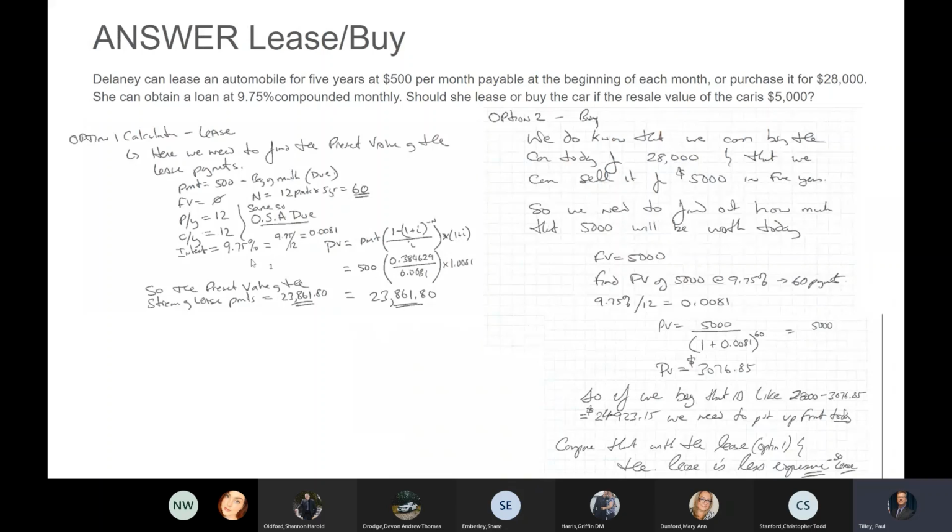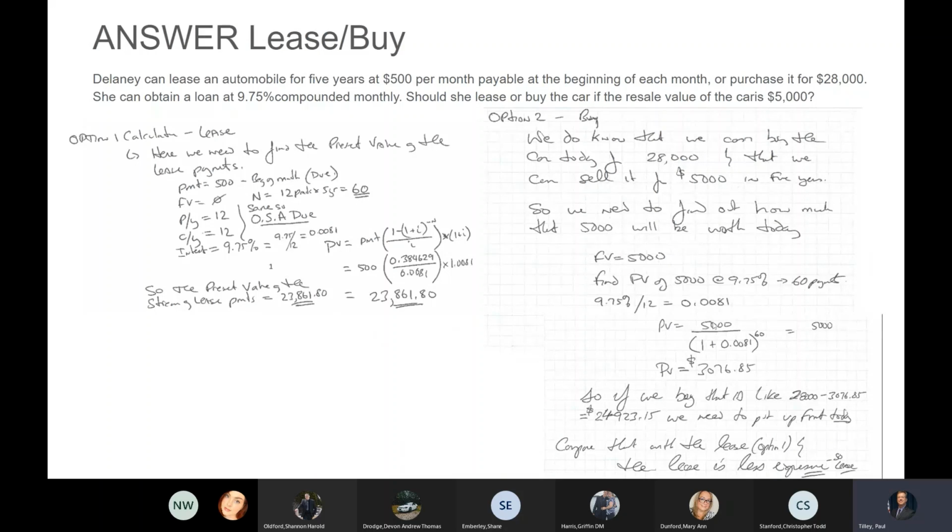The other option we have is to go buy the thing. So we have to put $28,000 down, and we get $5,000 back at the end. So we know the present value of the cost for the car is $28,000. We need to figure out what the present value of that $5,000 is. So we need to draw that $5,000 back, so we put it in the present value formula.